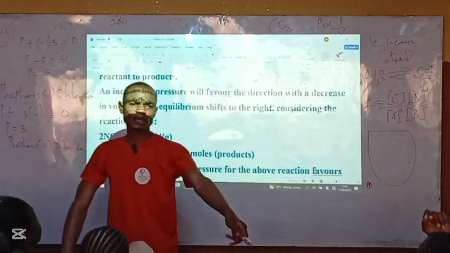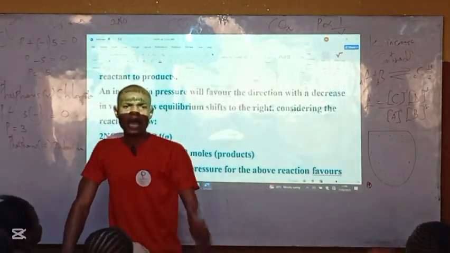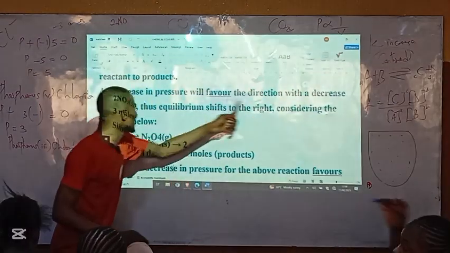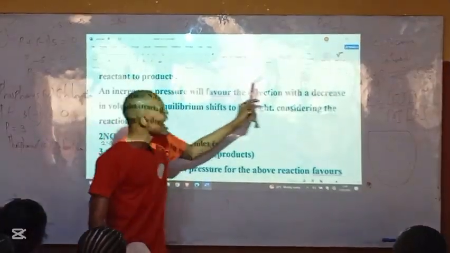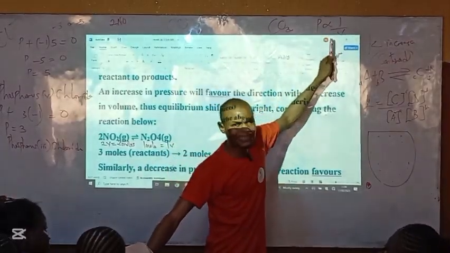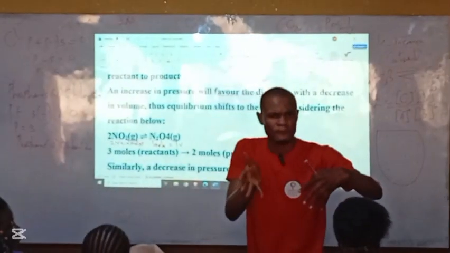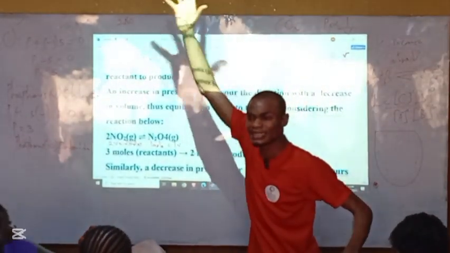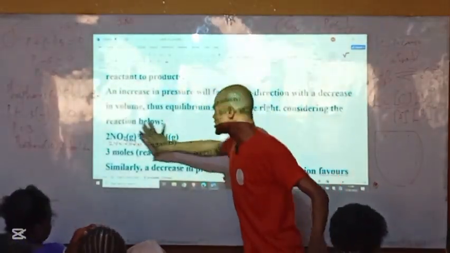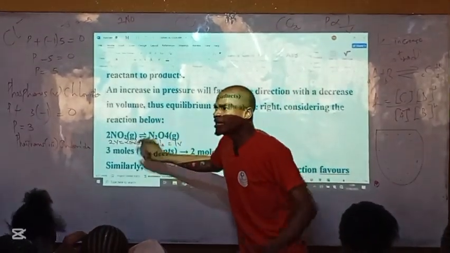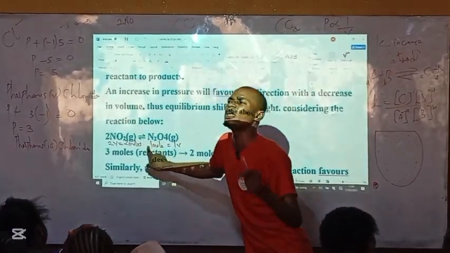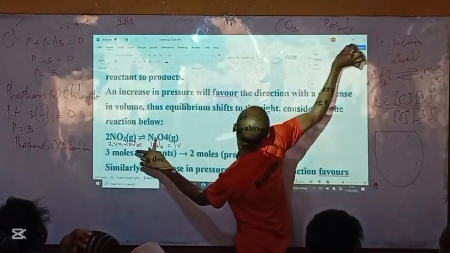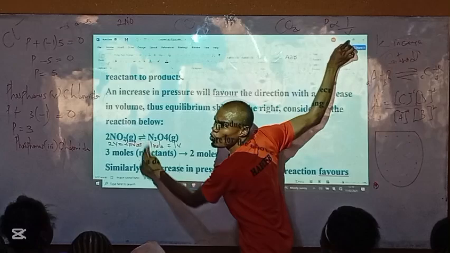An increase in volume will favor a place where there is a decrease in volume, because by inverse, if one is increasing, one is decreasing. So when you increase the pressure of the system, the equilibrium will shift to where we have a lower volume. And we have a lower volume here, right?